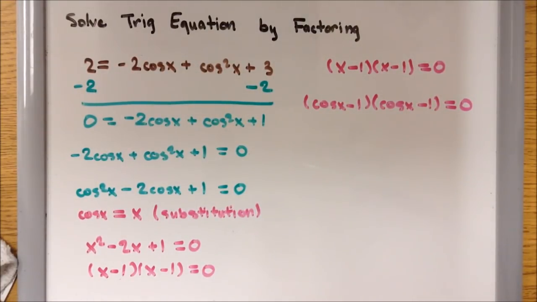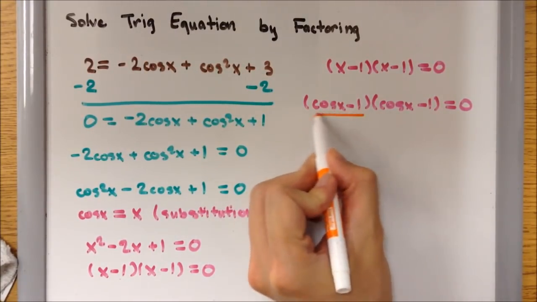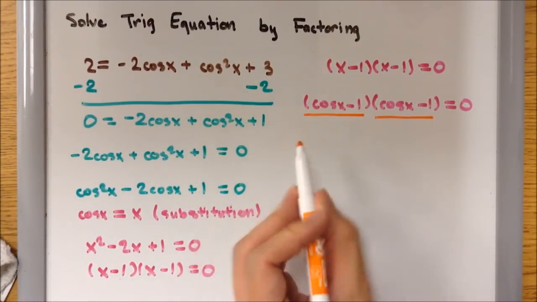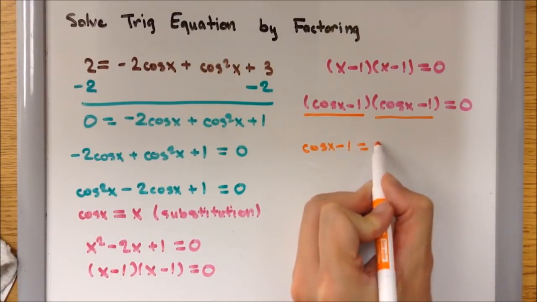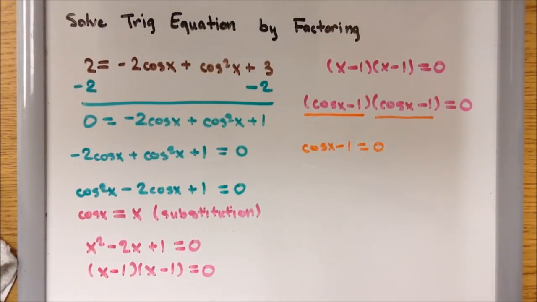Now, since both factors, which I'm going to underline, are the same, I only need to do the work once. So I'm just going to set cosine of x minus 1 equal to 0. Unlike the previous examples where we set each factor equal to 0, we're just going to do it once because they're both the same. There's no point in doing the same work twice. So cosine of x minus 1 equals 0.